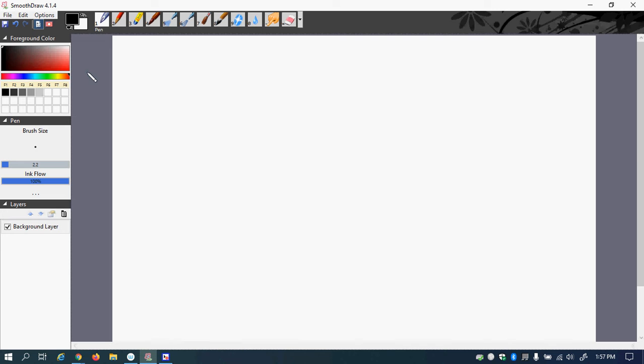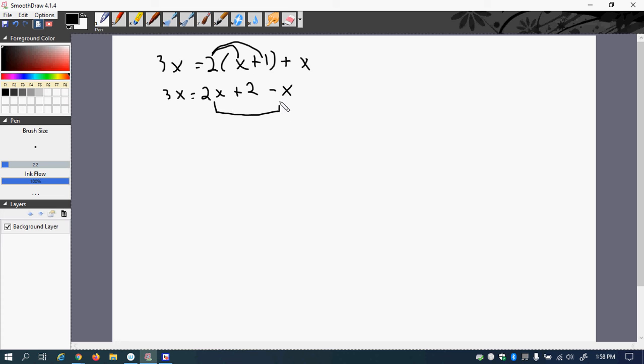Let's say it is 3x equal to 2 times (x + 1), and that's plus x. Okay, so since we see distribution, we have to do that first. So that gives us 3x equal to 2 times x, which is 2x, 2 times 1, which is 2, and then minus the x. And we see like terms, so we should combine those. So 3x equal to, well, 2x minus x is x plus 2.